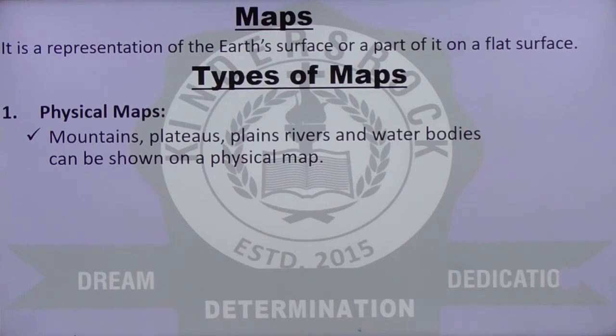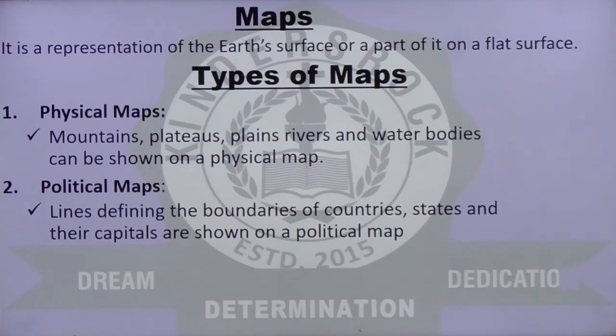So basically the physical structure of the earth. You have mountains, you have plateaus which are also called tablelands, plains, rivers and water bodies. All of this can be shown on a physical map. And there are political maps. Lines defining the boundaries of countries, states and their capitals are shown on a political map.